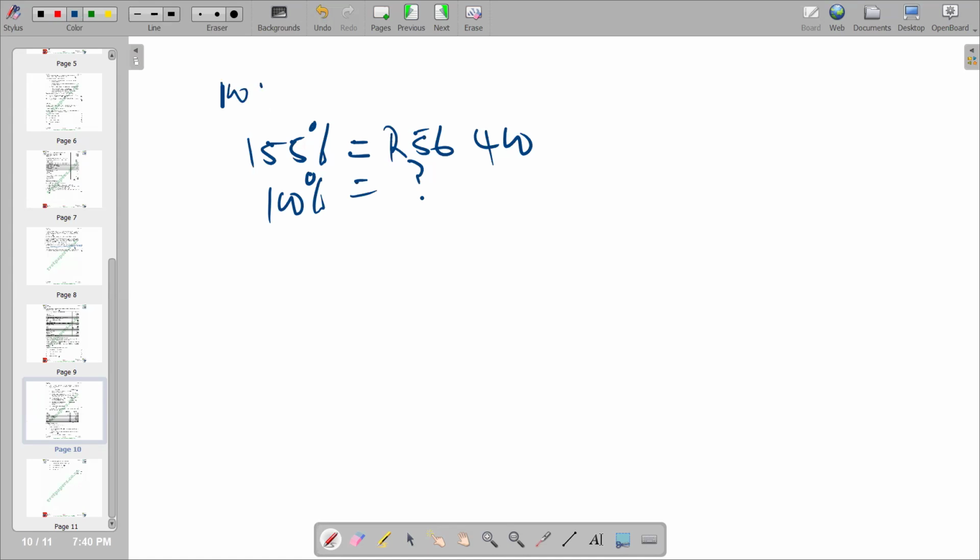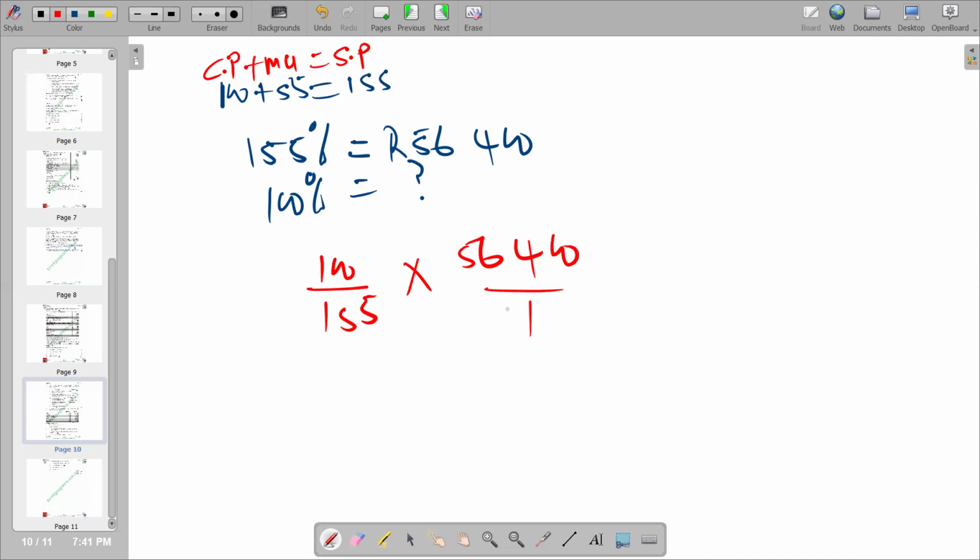Remember, we said 100 plus 55% to get our 155%, whereby this is the cost price, and our cost price plus our markup equals our selling price. So the cost price is a representation of 100%. On our calculation, what we don't have is 100%. So we calculate like that, and you are going to get your answer as 36,387 rands 10 cents to two decimal places. So basically, this is the cost price.